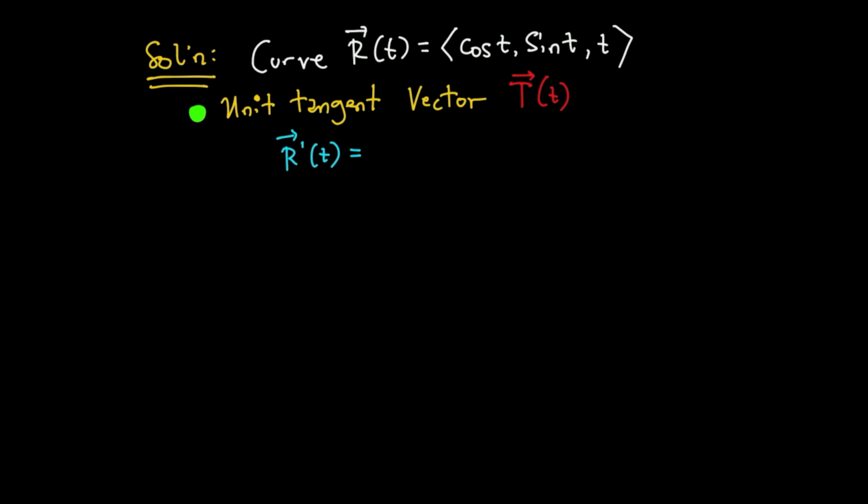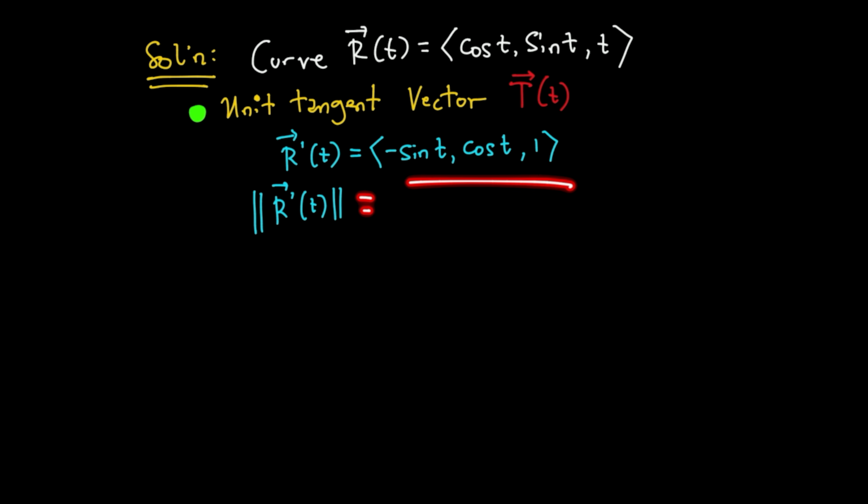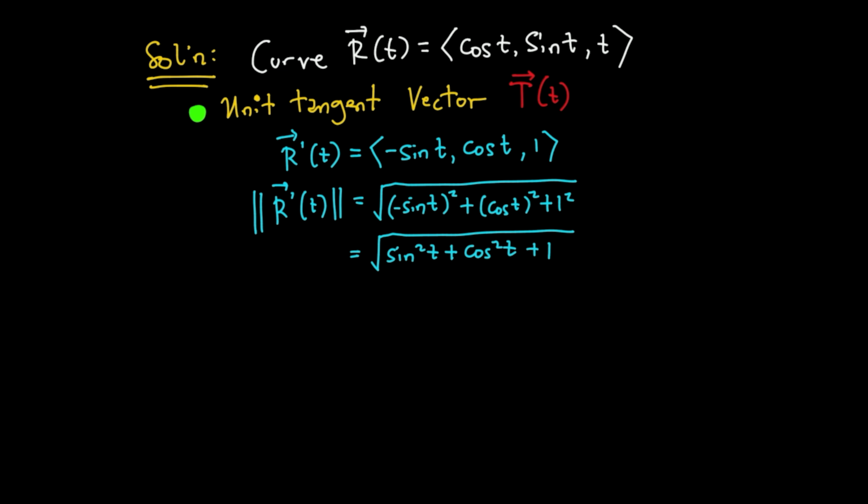So to do that, let's differentiate. The derivative of cosine t is negative sine t. For sine t, we have cosine t. And then the derivative of t is equal to 1. Then we take the magnitude. For the magnitude, we take the square root of the sum of the squares of each of these components. If you simplify, this is sine squared t plus cosine squared t, which by a property is equal to 1. So we have the square root of 1 plus 1, which is equal to the square root of 2.